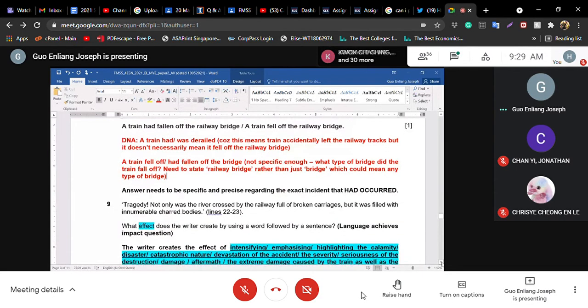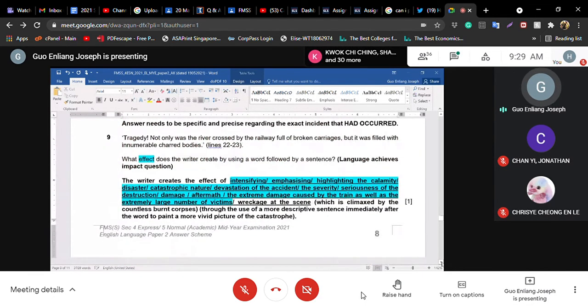Next one. Now this is not an easy question. Number 9, I think half the class got it wrong. They are asking you, what is the effect of using a word, which is tragedy, followed by a sentence, which is, not only was the river crossed by the railway full of broken carriages, but it was filled with innumerable charred bodies. So for a language achieve impact question, we look at the answer first. The explanation and the wrong answers will be on the next page. So we just focus on copying the correct answer now first.